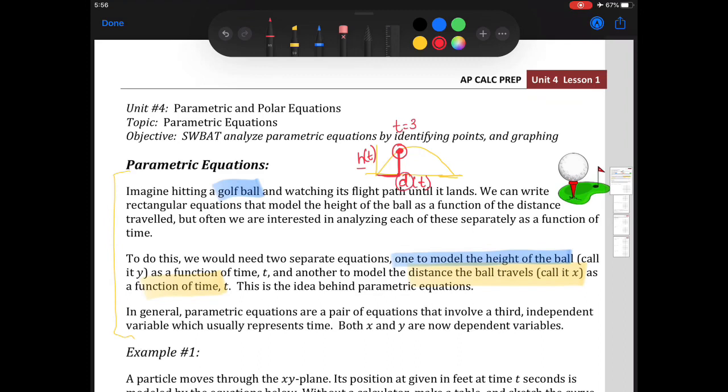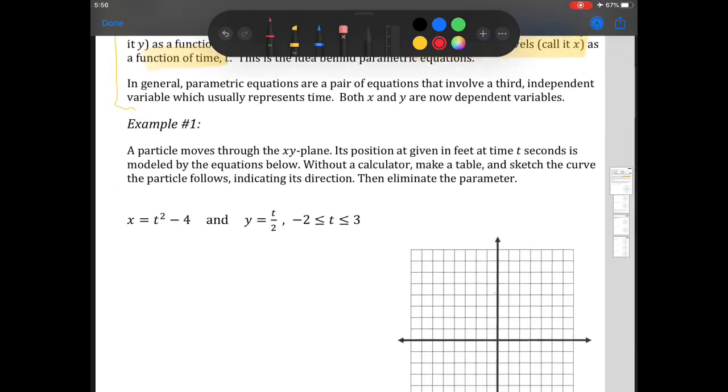So in general, parametric equations are a pair of equations that involve a third independent variable, which usually represents time. Both x and y are now dependent variables. This is the reason why they're both dependent, because your height and your distance are both written as a function of time. So let's get started with example 1.